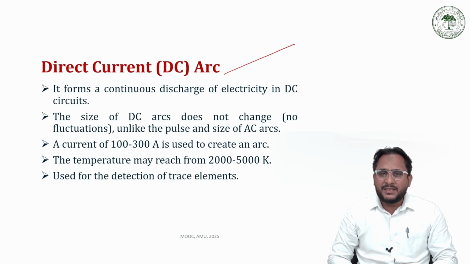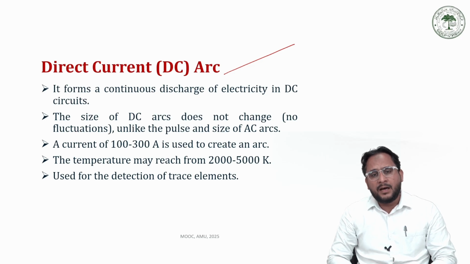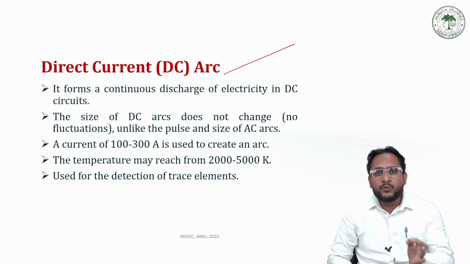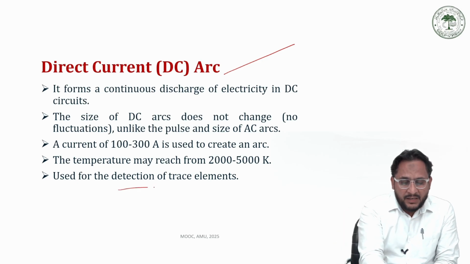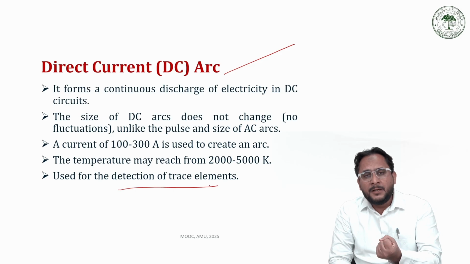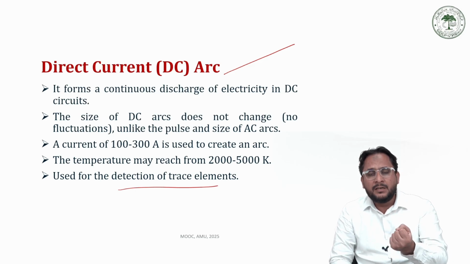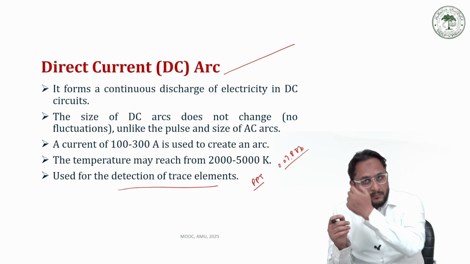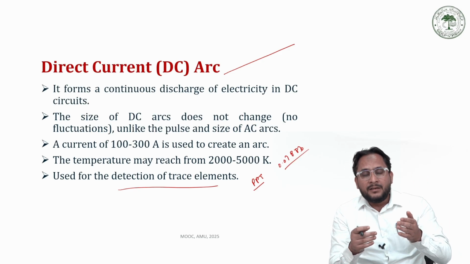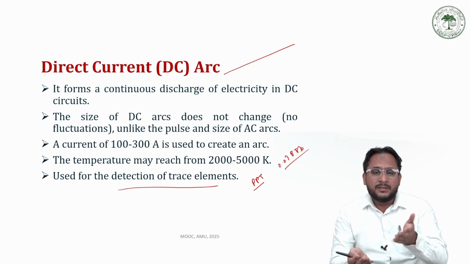Therefore, for a concentrated sample, it is not preferable to use a direct current arc, but it can be used for trace analysis, or if the sample volume is very low. For trace elements, for example, if in a sample we have some heavy metal at very low concentration, of parts per trillion, or it may be 0.01 parts per billion, then since the concentration is very low, we need to detect such a sample.